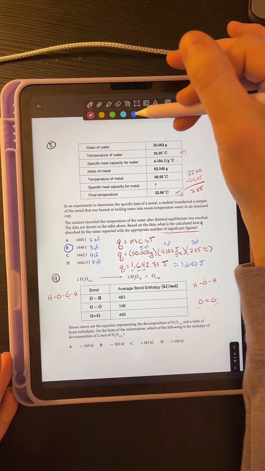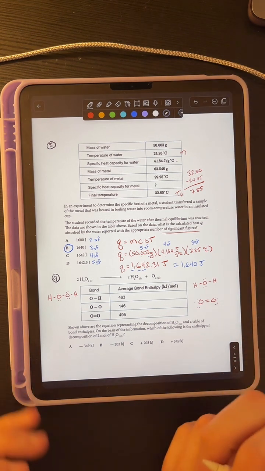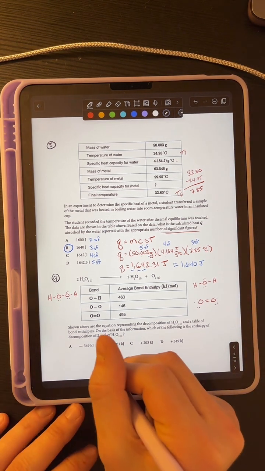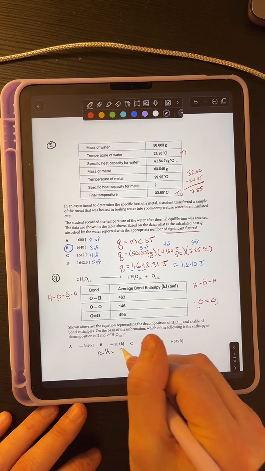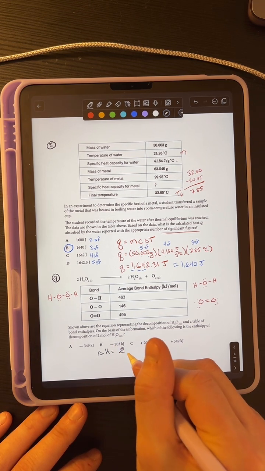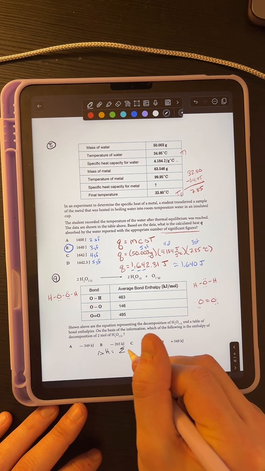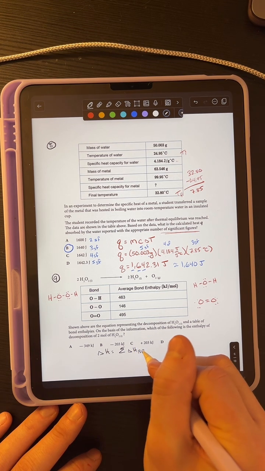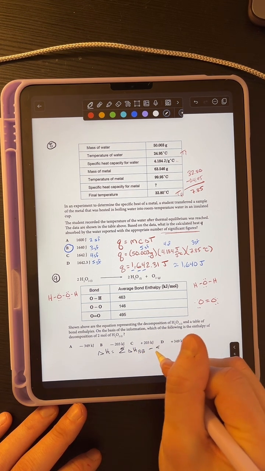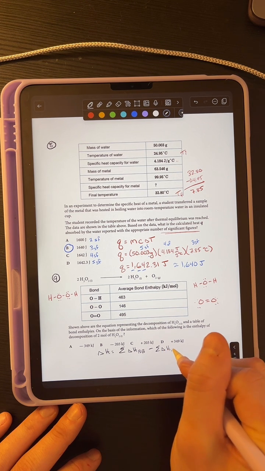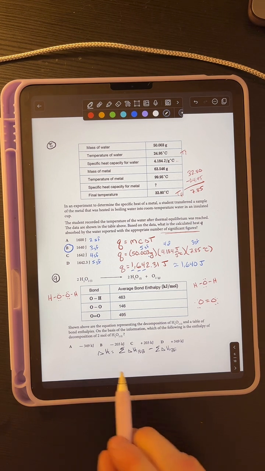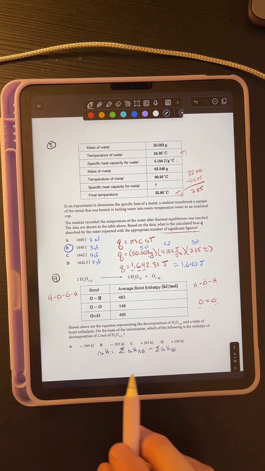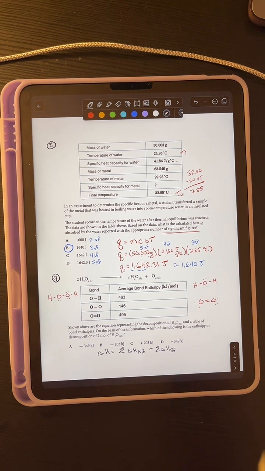So if we were to look at that equation, our delta H is going to equal the sum of our delta H of our bonds that are broken minus the sum of the delta H of the bonds that are formed. And so we have this equation here. It looks scary, but it's not that bad.